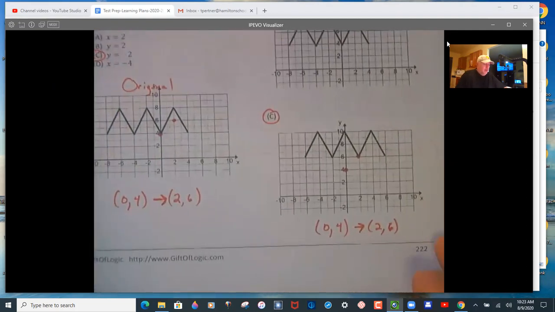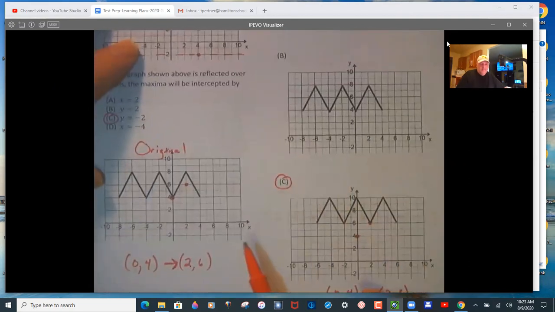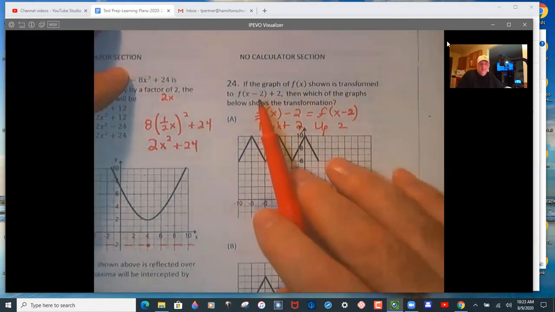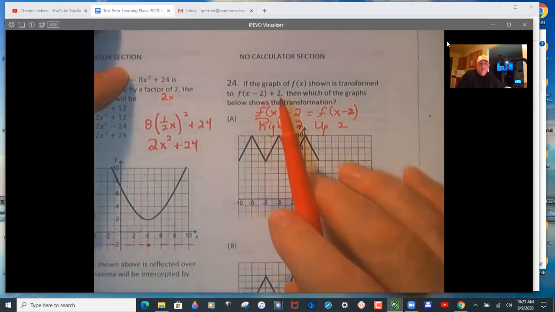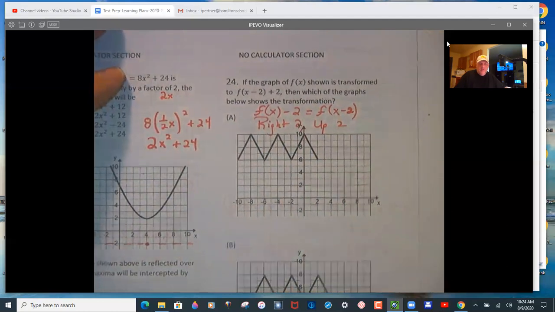All right, so on 24 here, this is the original. And I put this shift in here to give you an idea of the shifting that occurs. So if the graph of f of x shown is transformed to f of x minus 2 plus 2, which of the graphs below shows the transformations?